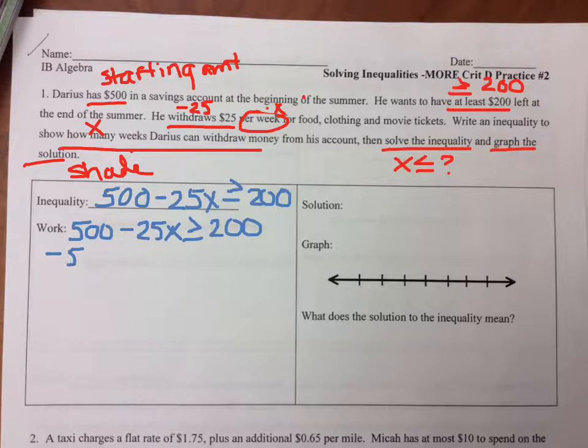So subtract 500. And you might be thinking to yourself, oh, if I subtract 500, that's going to make a negative number. Trust me. Follow with me. It's going to be okay. It will all work out. I've done this problem multiple times.